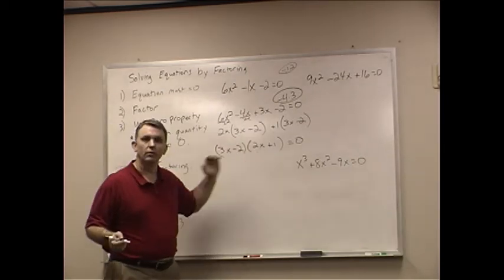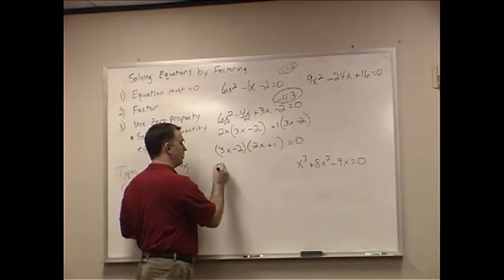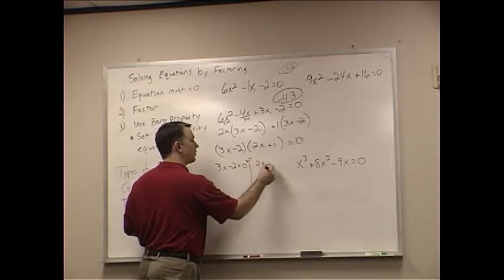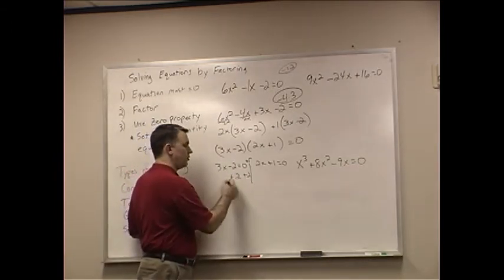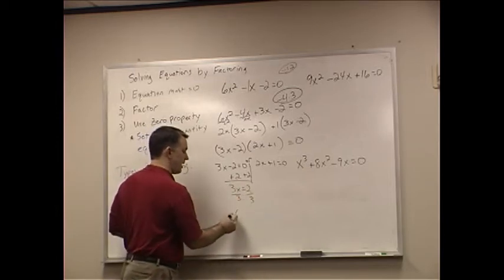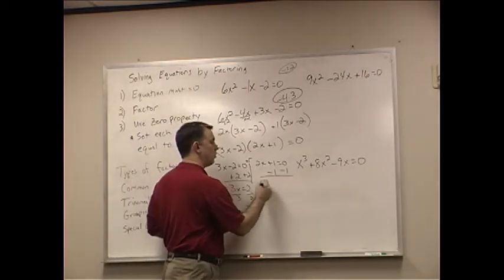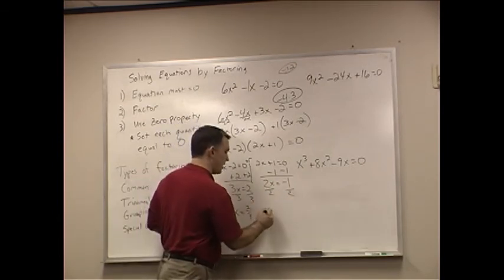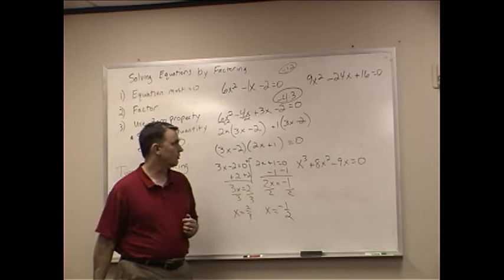The factoring was the hard work on that, wasn't it? Now we set our quantities equal to 0. 3x minus 2 equals 0, or 2x plus 1 equals 0. Go on ahead and solve. Plus 2 to both sides there. 3x equals 2. Divide by 3, divide by 3. X is 2/3. Minus 1, minus 1. 2x equals negative 1. Divide by 2, divide by 2. X is negative 1/2.